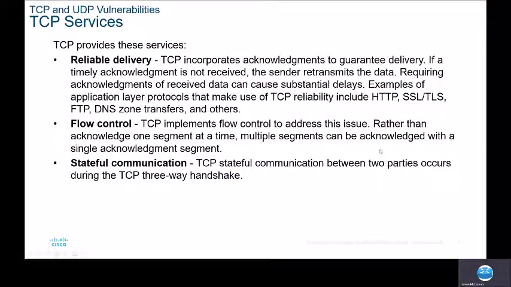So TCP, of course, is designed to give us reliable delivery, flow control, and stateful communication. Reliable delivery is implemented using acknowledgements. If a timely acknowledgement is not received, the sender retransmits the data. Requiring acknowledgements of received data can cause substantial delays. Examples of application layer protocols that can make use of this are, of course, HTTP, SSL, TLS, FTP, DNS zone transfers, and others.